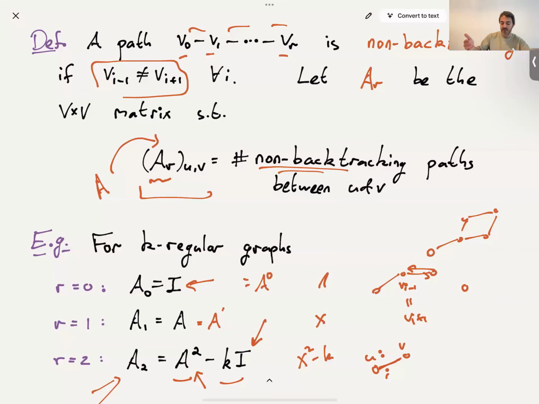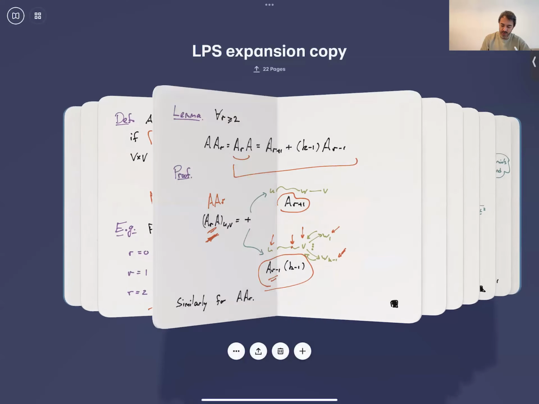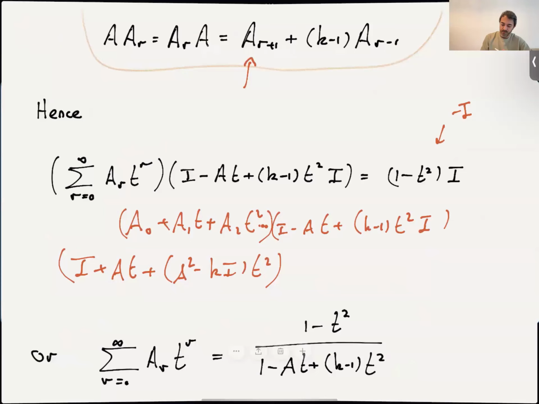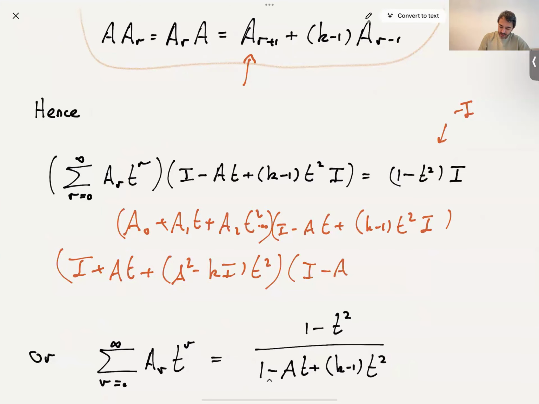You take all length paths, but you backtrack those that you immediately go back and forth. You have k options for every vertex. And here you have I minus at plus k minus 1 t squared I. So the coefficient of t squared will, okay, you have this I and this thing. So that's k minus 1 t squared. No, there's an a squared there. Oh, sorry. Yeah, that's fine. I'm looking at the coefficient of t squared, not a squared.